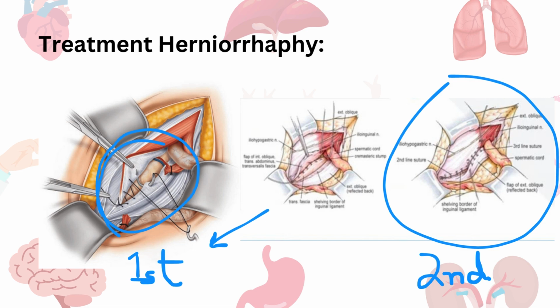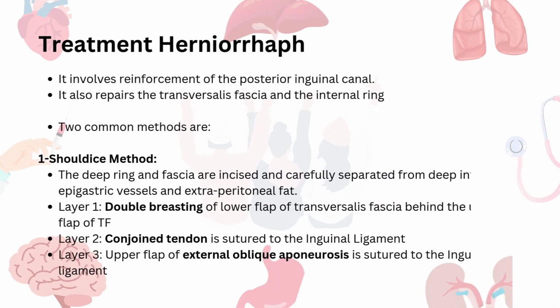Then you will use the double breasting method. What the double breasting method is? Double breasting of the lower flap of transversalis fascia behind the upper flap of the transversalis fascia. When you are doing what? When you are making one layer with the lower flap of transversalis fascia and another layer with the upper flap of the transversalis fascia. So there are basically two layers or double breasting.